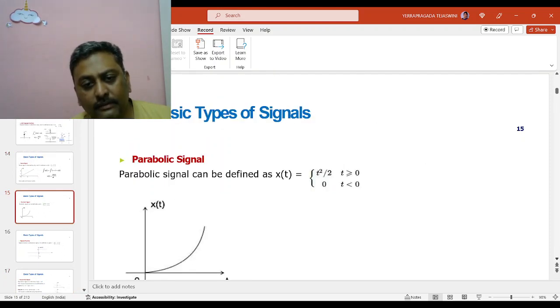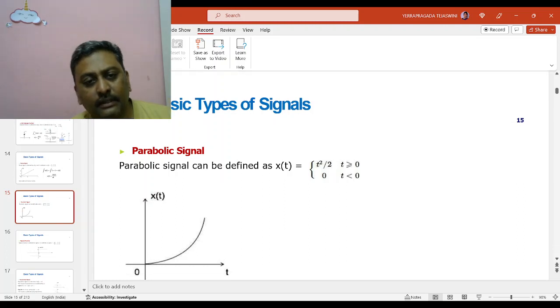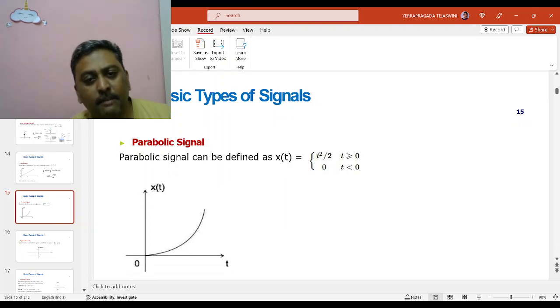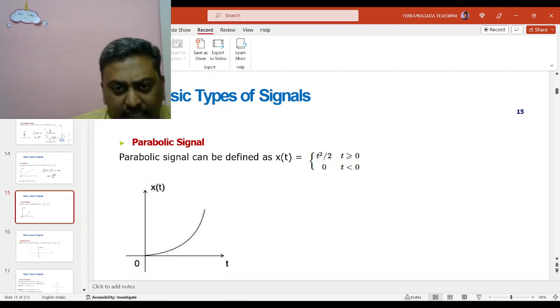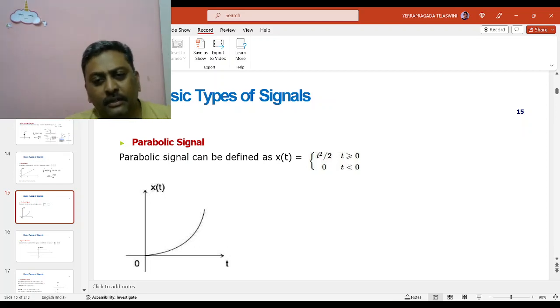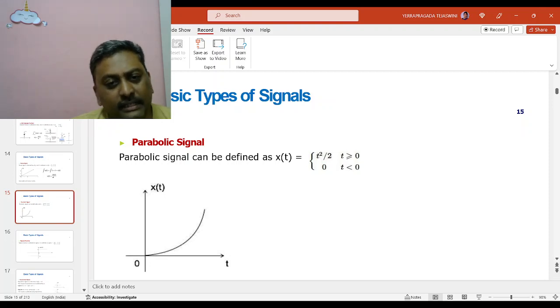Now, coming to the next type of signal, the parabolic signal. The parabolic signal has an equation equal to t square divided by 2 when t is greater than or equal to 0, and the value of a parabolic signal would be 0 when t is less than 0.